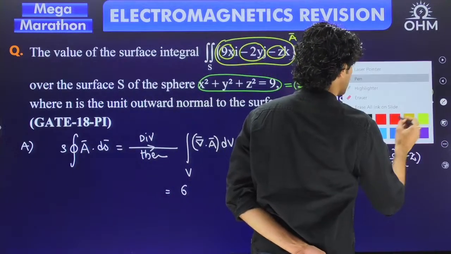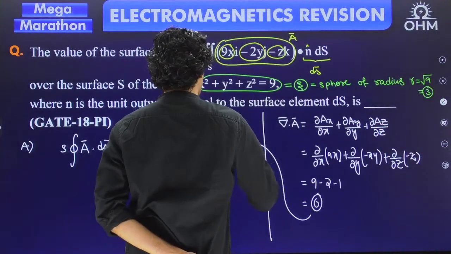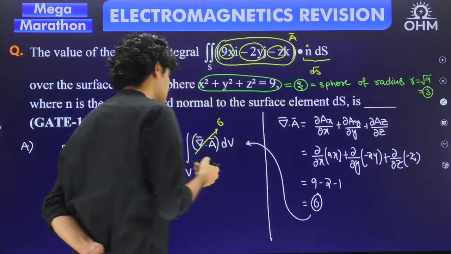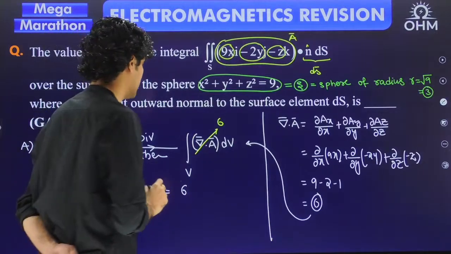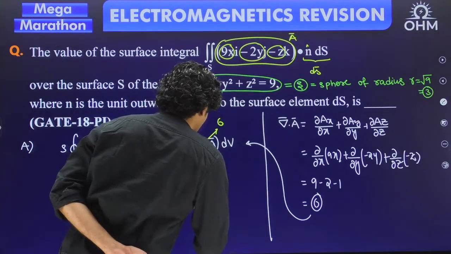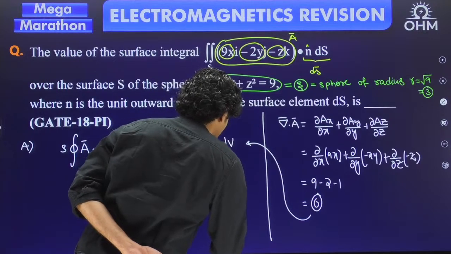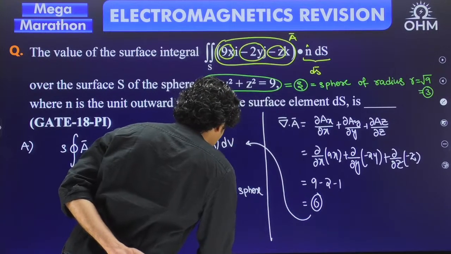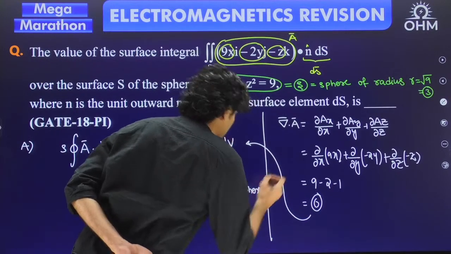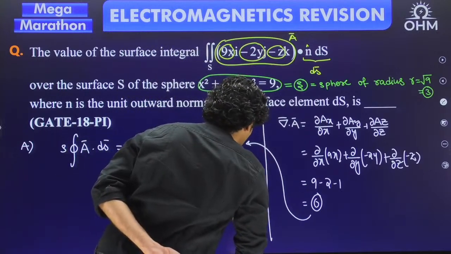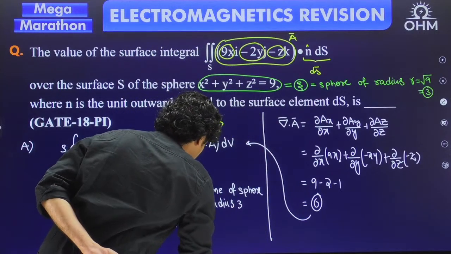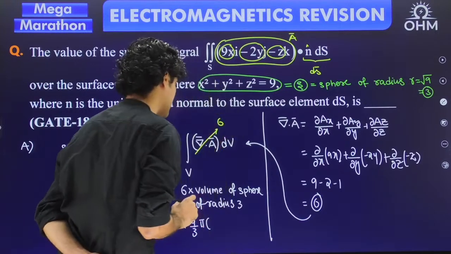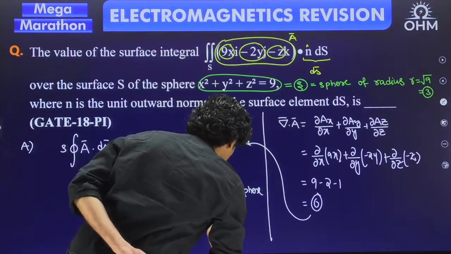I have this as a constant. In all these cases, I'm having this as a constant, so I don't even have to make use of dV here, but there are problems where you are supposed to use dV. So 6 into volume. What is the volume? The volume of a sphere. The surface is basically a sphere of radius 3. So what is the volume of a sphere whose radius is 3? It is 4 by 3 pi r cube, and r here is 3, so 3 cube.